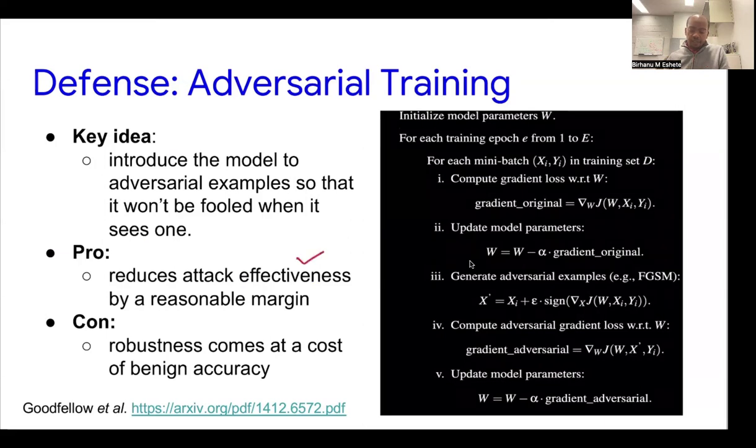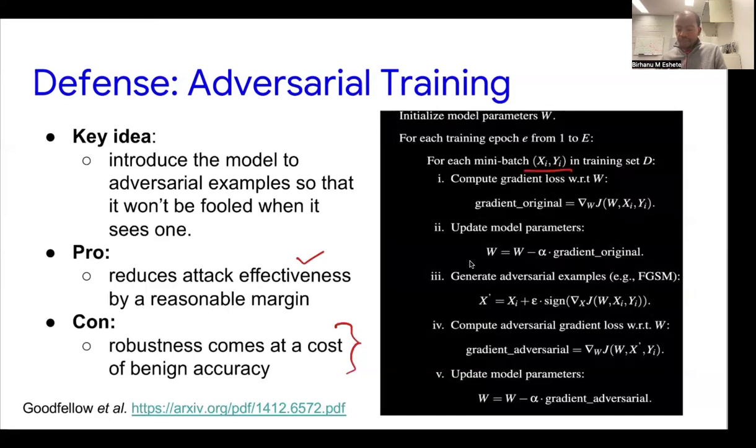The advantage is that it reduces attack effectiveness by a reasonable margin. And the downside is it doesn't come for free. The robustness gain that you gain penalizes clean input accuracy or benign accuracy. The algorithm you see on the right roughly captures what adversarial training does. We just do the usual stochastic gradient descent training regimen, but you introduce the notion of training on adversarial examples. So for each epoch, for each mini batch, you're going to do the following.